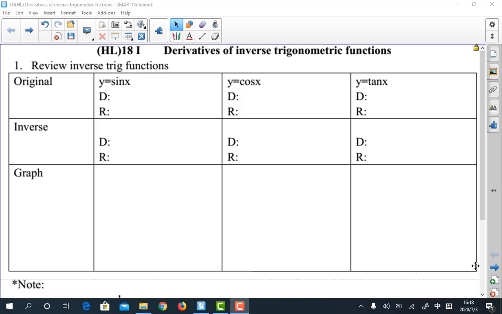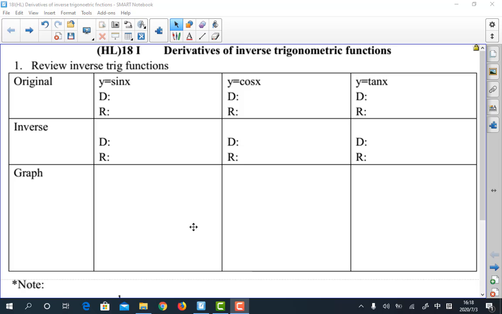Let's look at 18i. This is the lesson, particularly for HR students. We need to look at what the derivatives of inverse trig functions are in this lesson. So let's review the inverse trig functions.